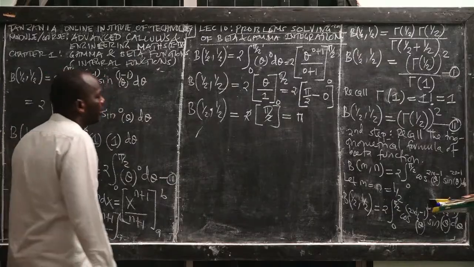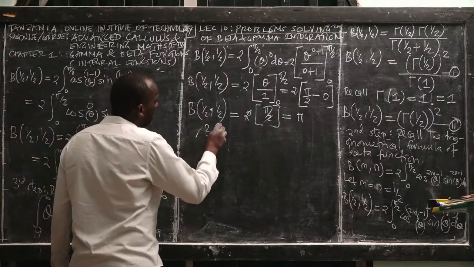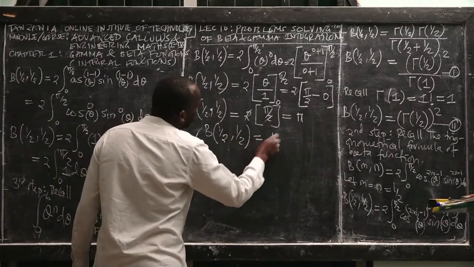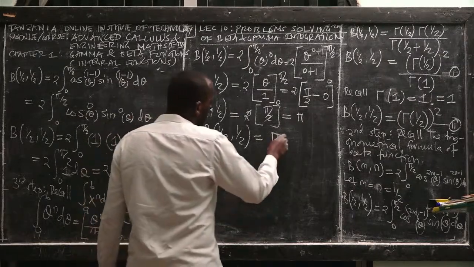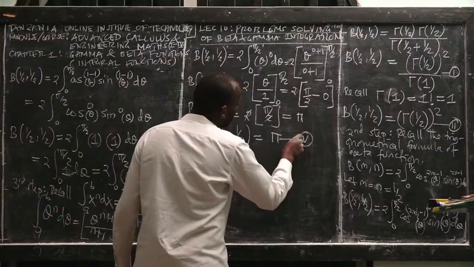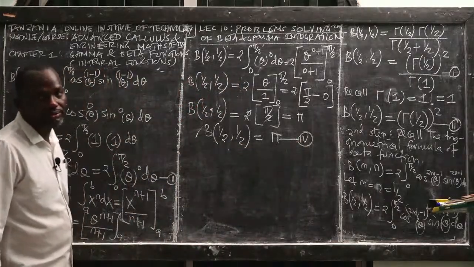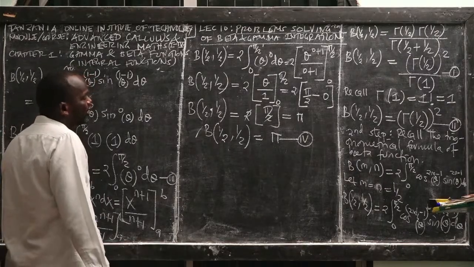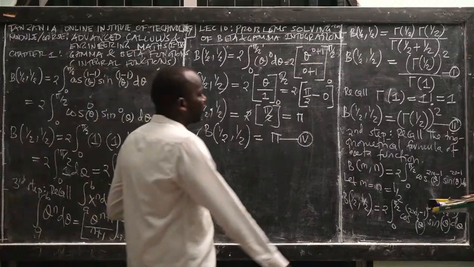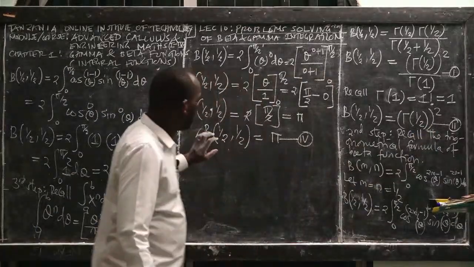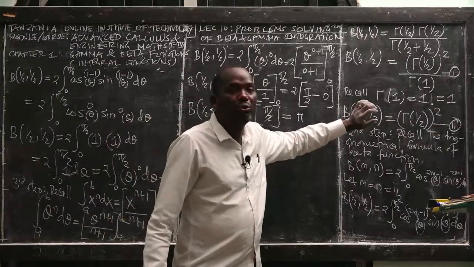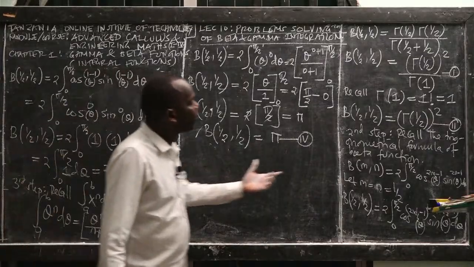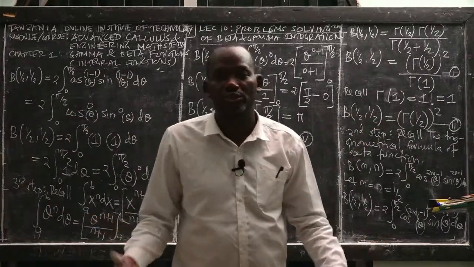Okay? That is pi. So, dear students, beta of a half, comma half, is equal to pi. And this one will make question 4. Upande wa kushoto wa equation hii ya 4 ni sawa na upande wa kushoto wa equation ya pili. So equation 4 and equation 2 are similar, are equal equations.